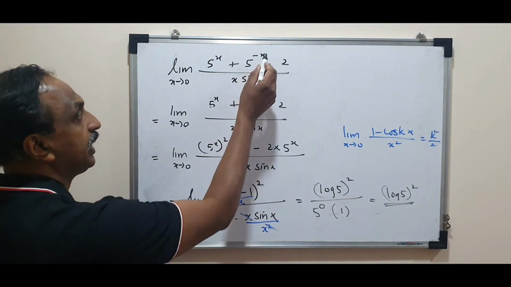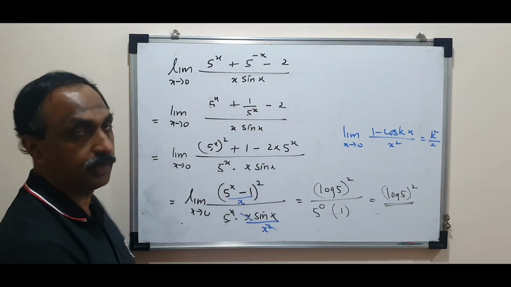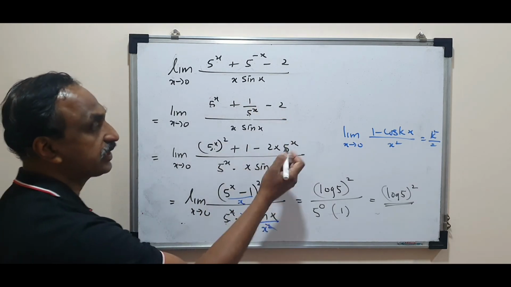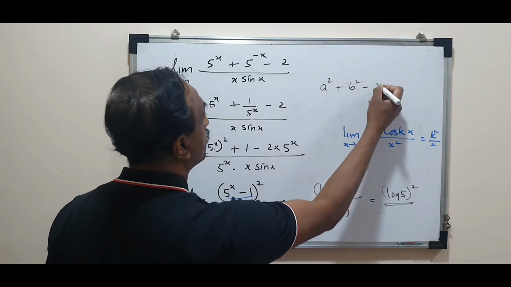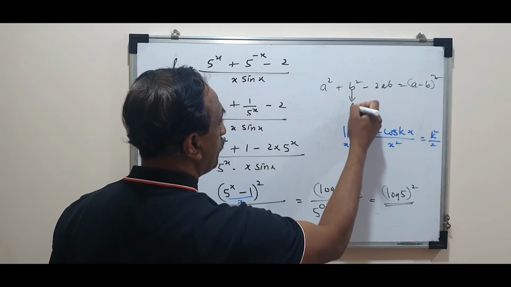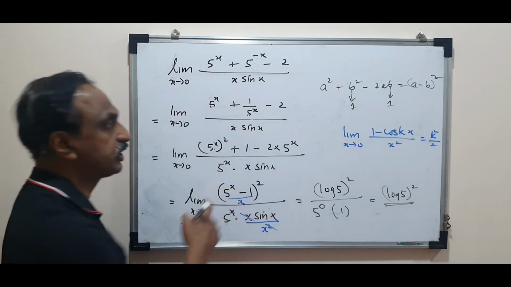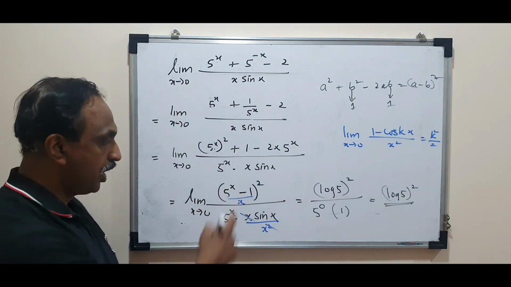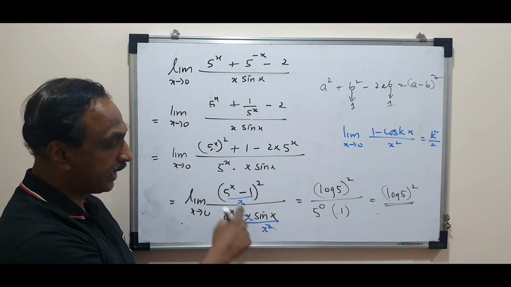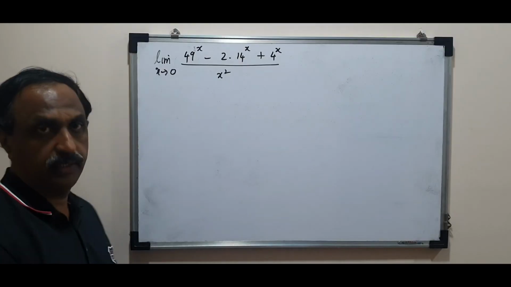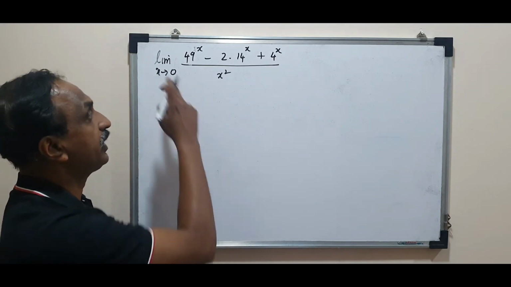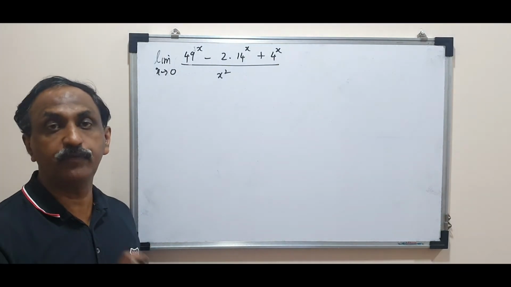So the importance here is 5 raised to minus x and 5 raised to x comes here. You must write 1 upon 5 raised to x and take LCM. Then this turns to be a square plus b square minus 2ab, which turns to be a minus b the whole square, where b happened to be 1. That's why a minus b the whole square has come. Once you get the whole square, you need x square to match the formula. So divide numerator and denominator by x square. Then you can see 49 raised to x, a perfect square, 4 raised to x, a perfect square. Such type of problem, identify the perfect squares here.